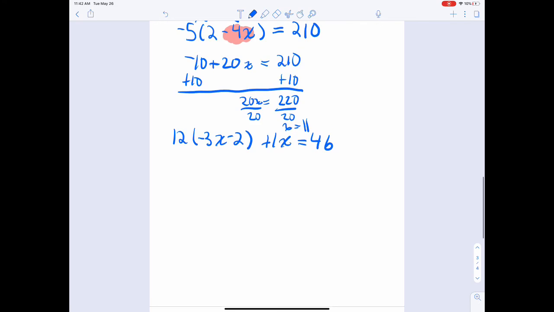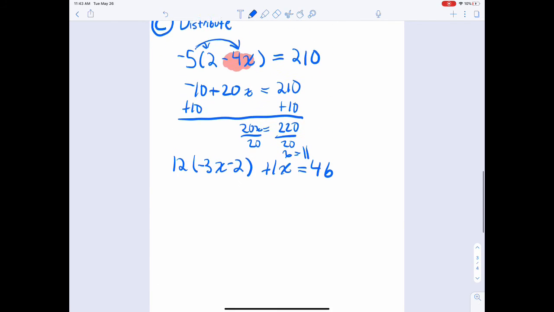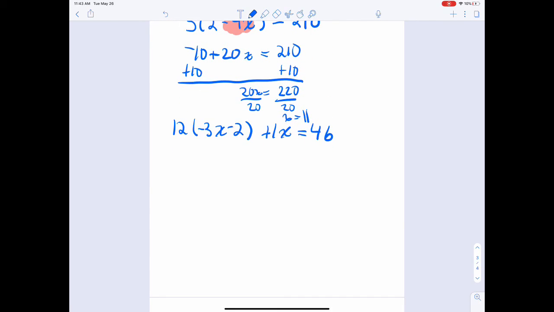All right, final one here. The first step you're going to have to do is distribute. And then you're going to combine like terms. And then you're going to have a two-step equation. So distribute, combine like terms, and then you've got a two-step equation to figure out. So go for it. Give it a shot.